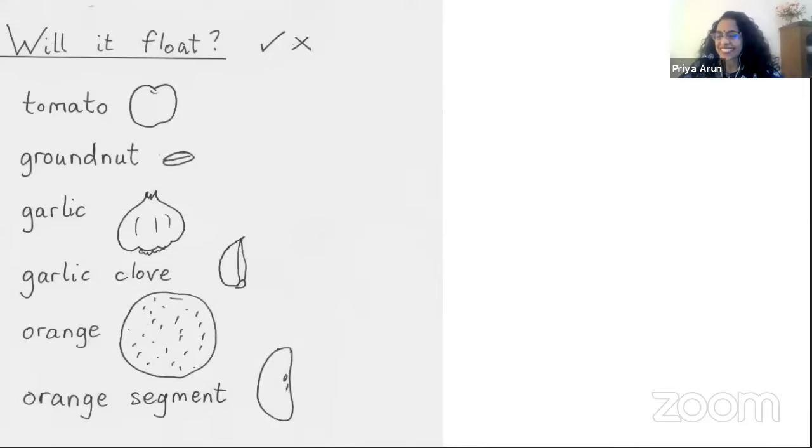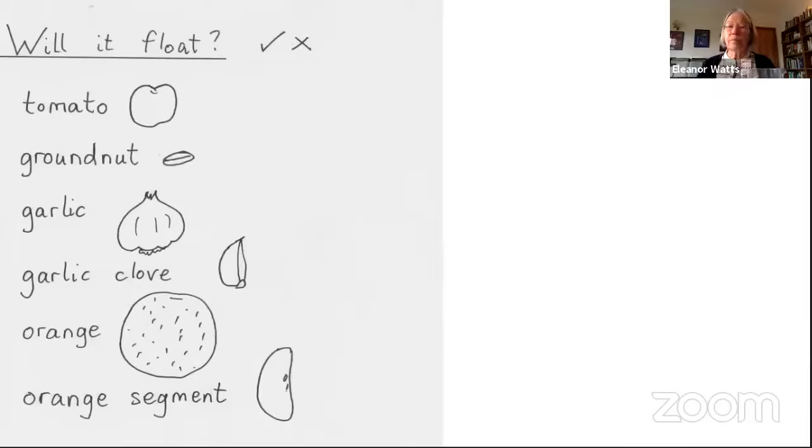Now, let's look at this next interesting one, which is whether the garlic clove will float. Now, let me take all these, because after all, you know that the peel sometimes makes a big difference, as we saw with the groundnut. So let's get all this peel off. Now, can I ask you to guess? Do you think the garlic clove will float?